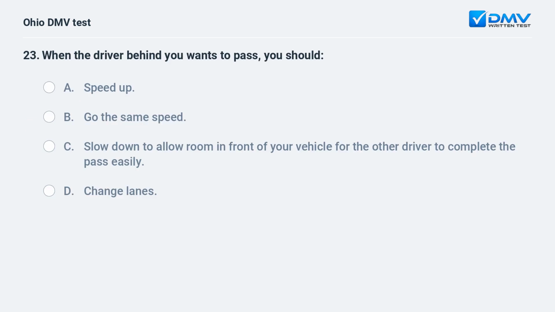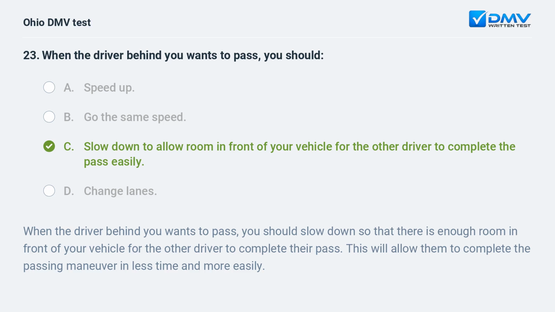When the driver behind you wants to pass, you should A. Speed up. B. Go the same speed. C. Slow down to allow room in front of your vehicle for the other driver to complete the pass easily. D. Change lanes. C. Slow down to allow room in front of your vehicle for the other driver to complete the pass easily. When the driver behind you wants to pass, you should slow down so that there is enough room in front of your vehicle for the other driver to complete their pass. This will allow them to complete the passing maneuver in less time and more easily.